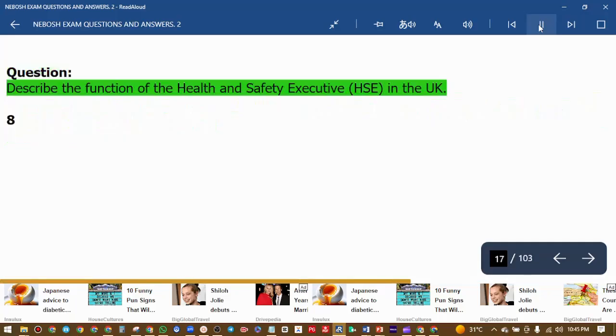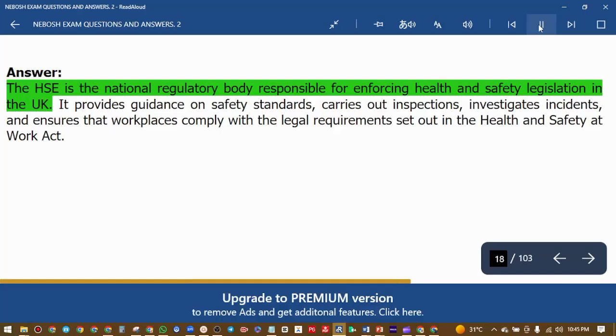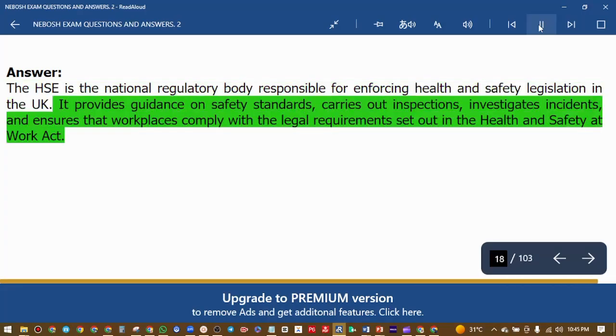Question 8. Describe the function of the Health and Safety Executive, HSE, in the UK. Answer. The HSE is the national regulatory body responsible for enforcing health and safety legislation in the UK. It provides guidance on safety standards, carries out inspections, investigates incidents, and ensures that workplaces comply with the legal requirements set out in the Health and Safety at Work Act.